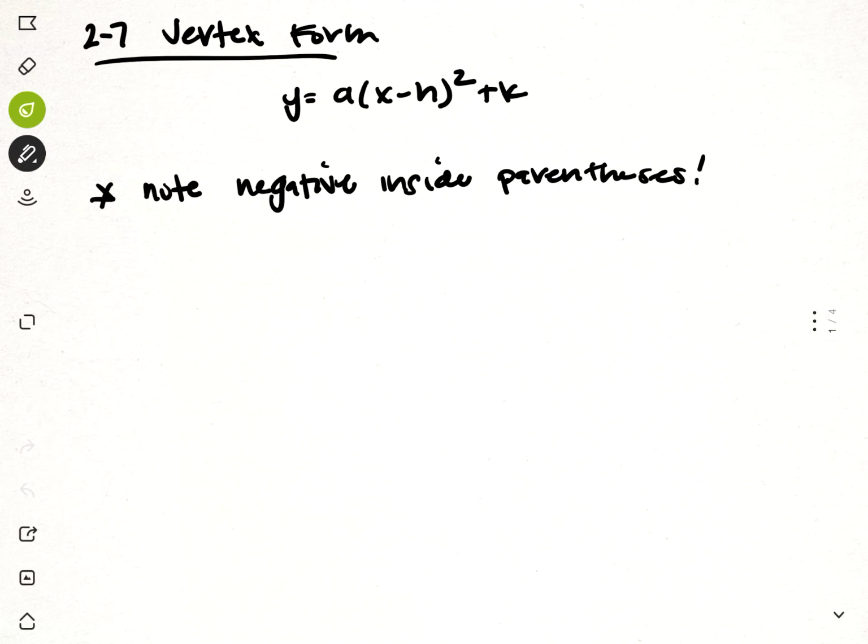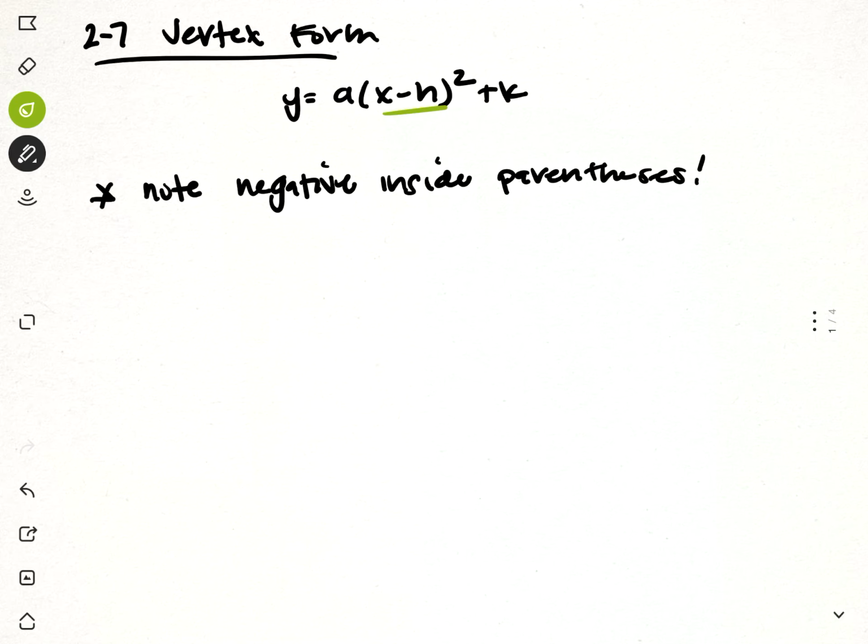Today we're looking at vertex form. Vertex form looks like y equals a parentheses x minus h squared plus k. A little side note: note that there's a negative inside the parentheses. So our vertex is going to be, actually, if it's a negative then it's a positive, and if it's a positive then it's a negative. It's kind of weird that way. If you have worked with families of functions or transformations of graphs, then you kind of understand how that goes.